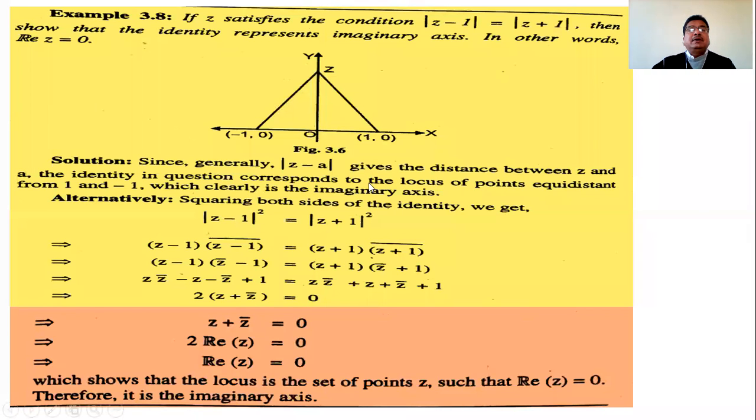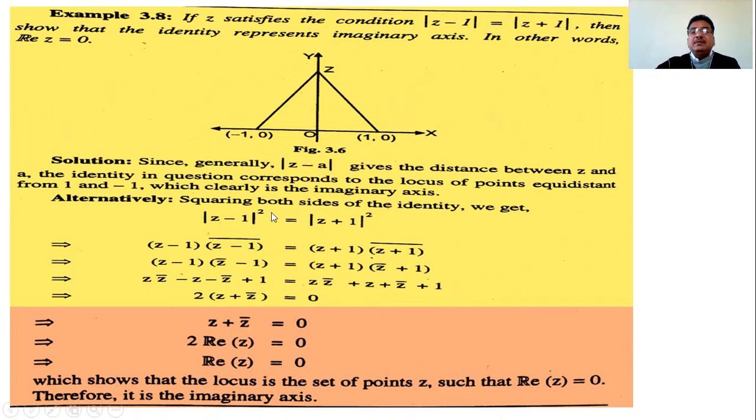Example on complex numbers. If Z satisfies the condition mod Z minus 1 is equal to mod Z plus 1, then show that the locus represents the imaginary axis. That is, the real part of Z is 0. In other words, the real part of Z is 0. That is, the locus represents the imaginary axis.